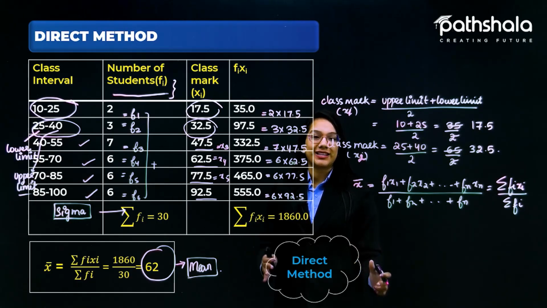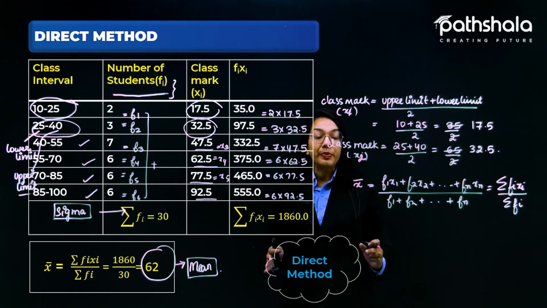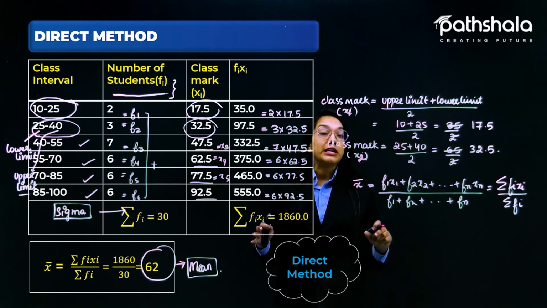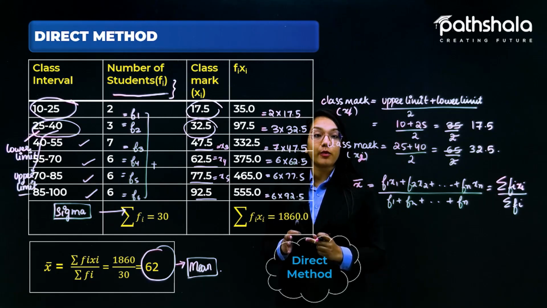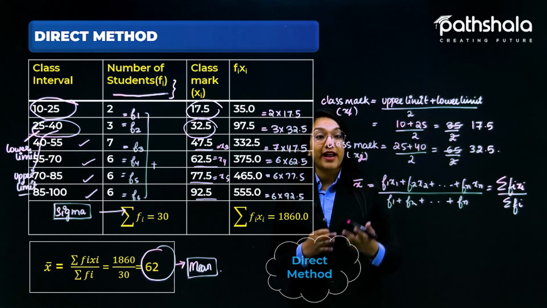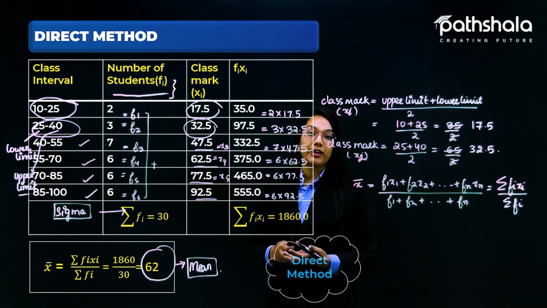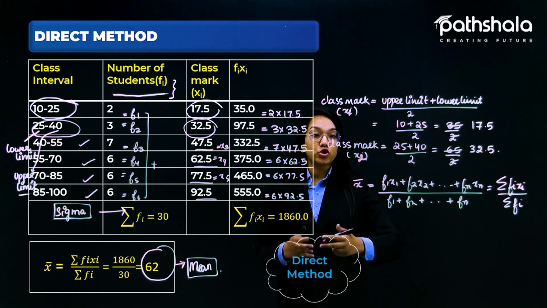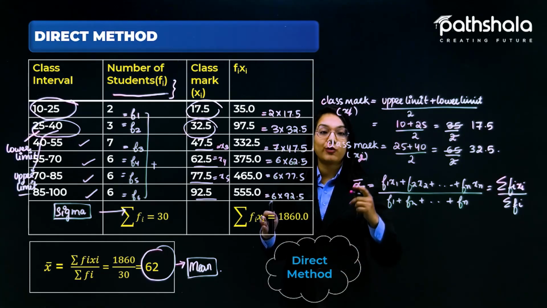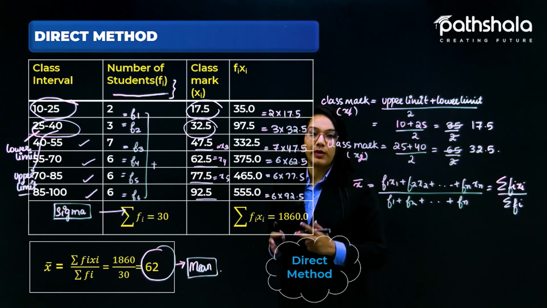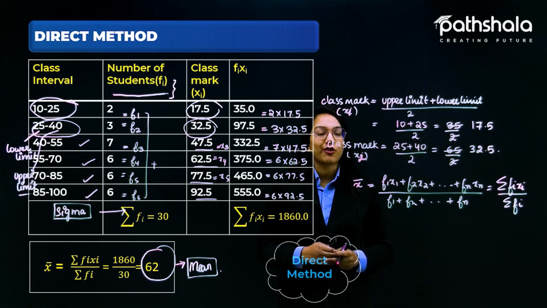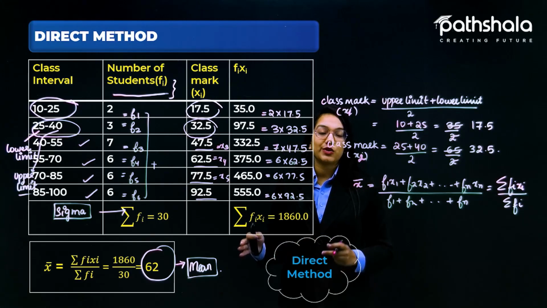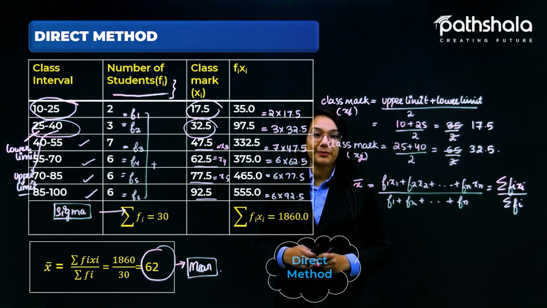This method is called the direct method. So always remember, whenever we apply the direct method to find the mean of grouped data, first of all we have to find the class mark xi, which is the sum of the upper class limit and lower class limit divided by 2. Then we form a table in which we multiply the observations with their frequencies, then we take the sum of all these and divide by the sum of all the frequencies, and then we will be able to get the mean of the data. So this is all about the direct method.